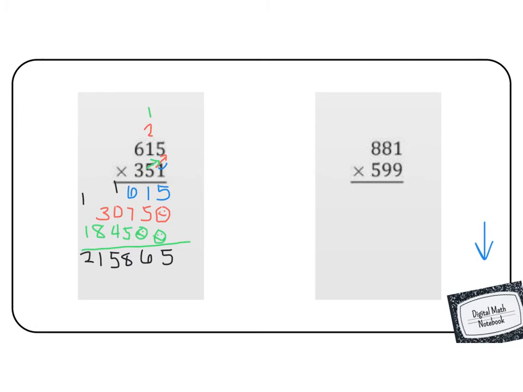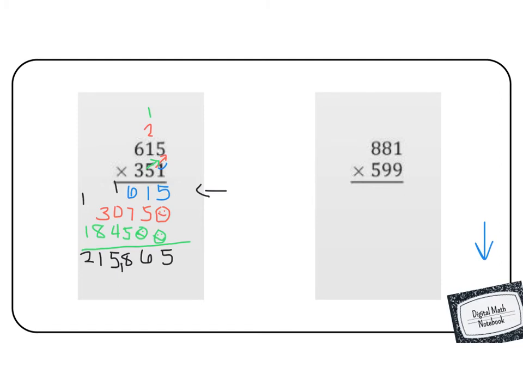Then our last step is we can go in and put in our commas. So this number would be 215,865. You can go ahead and type these rows of numbers into your digital math notebook.